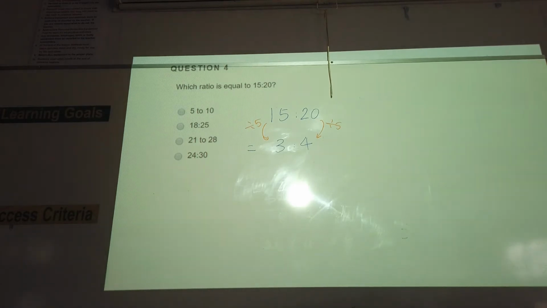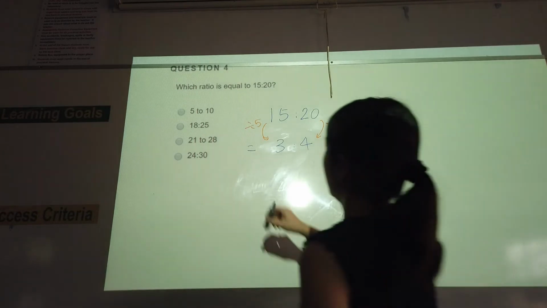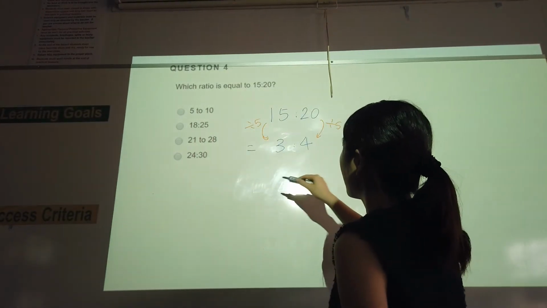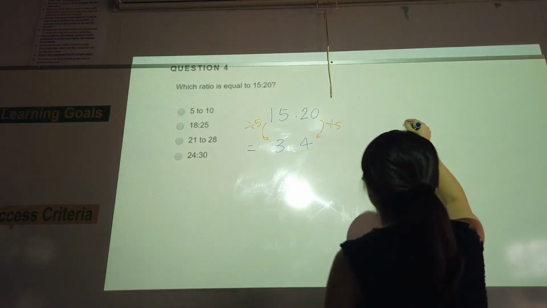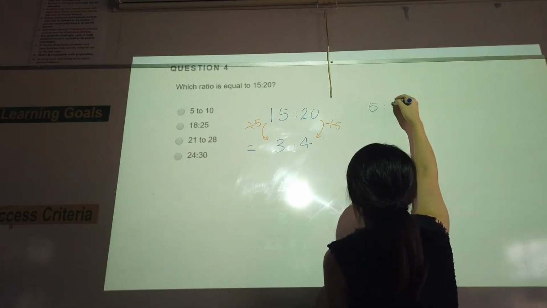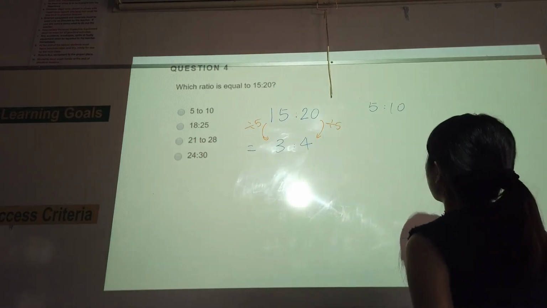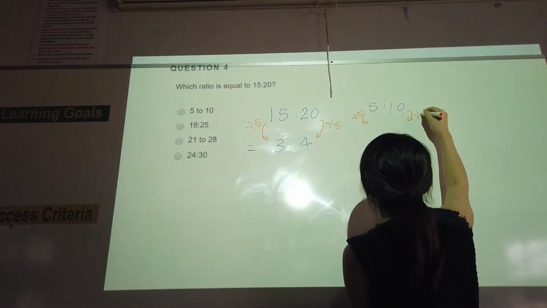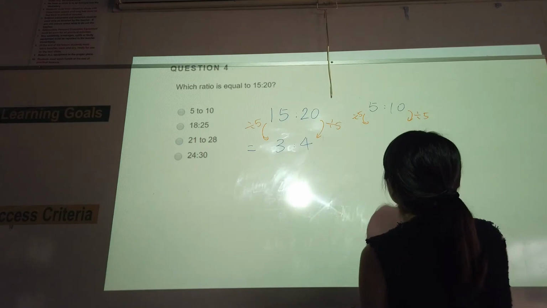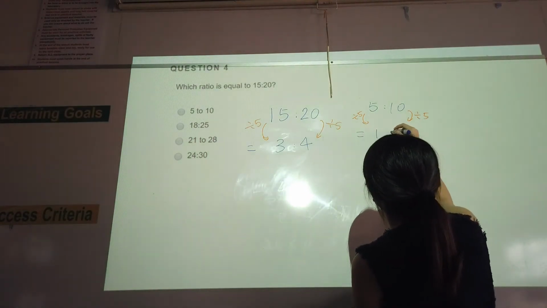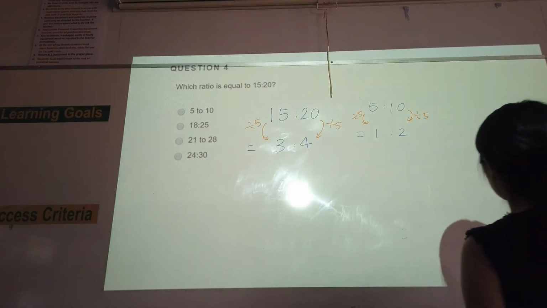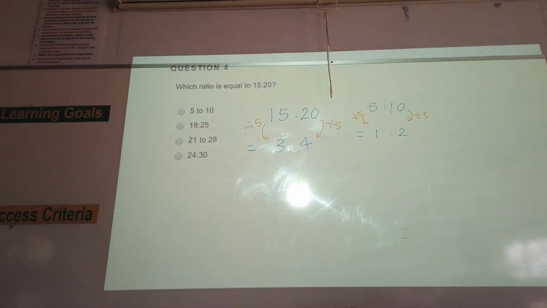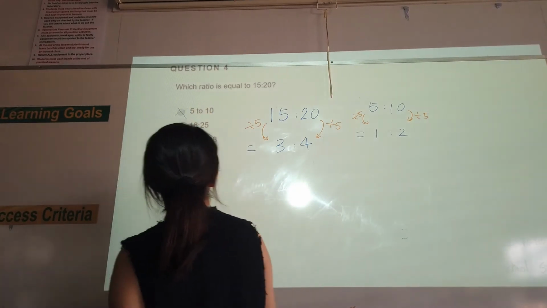Next, we're going to simplify each ratio and then compare it to see if they are equal to 3 to 4. So let's start from 5 to 10. Again, the highest common factor is 5. So I'm going to divide both quantities by 5. 5 divided by 5 is 1. 10 divided by 5 is 2. So the most simplified version of this ratio is 1 to 2, which is not equal to 3 to 4. Therefore, this option is incorrect.